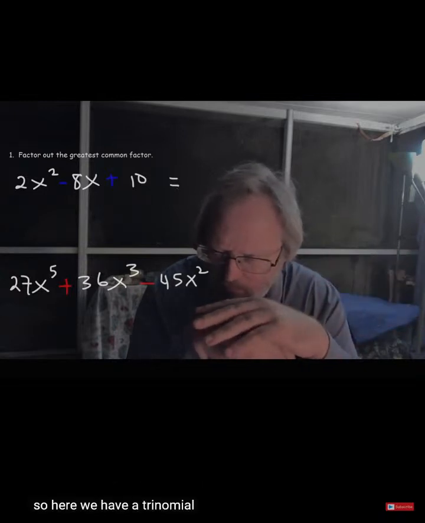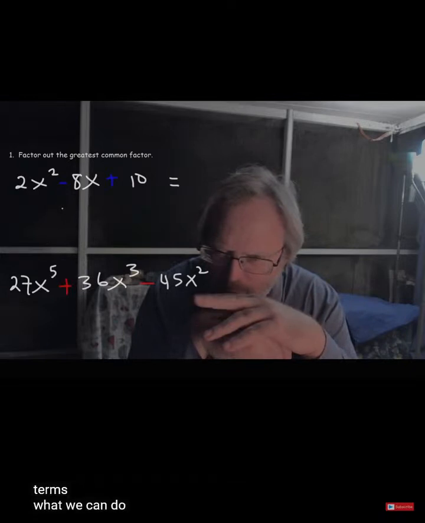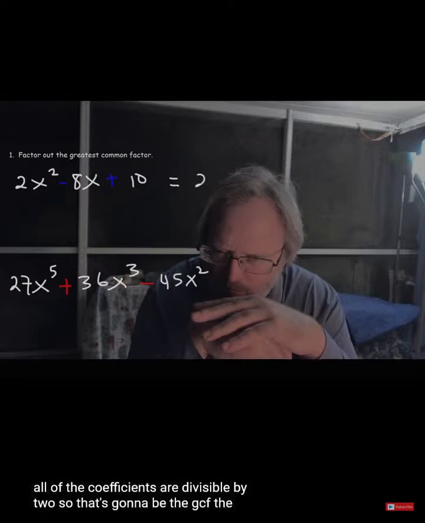So here we have a trinomial with 3 terms. What we can do is take out a 2. All of the coefficients are divisible by 2. So that's going to be the GCF, the greatest common factor.